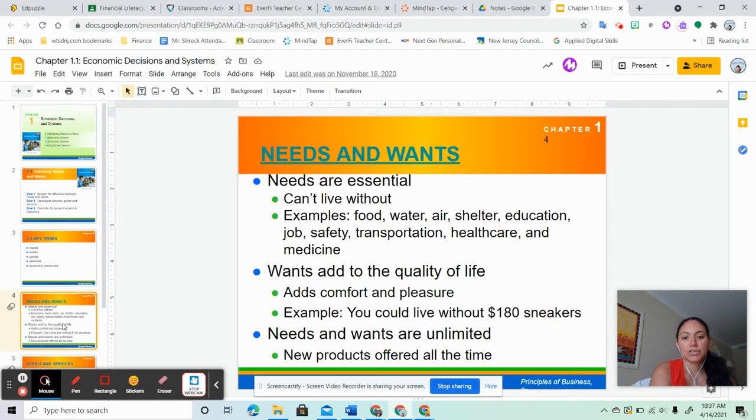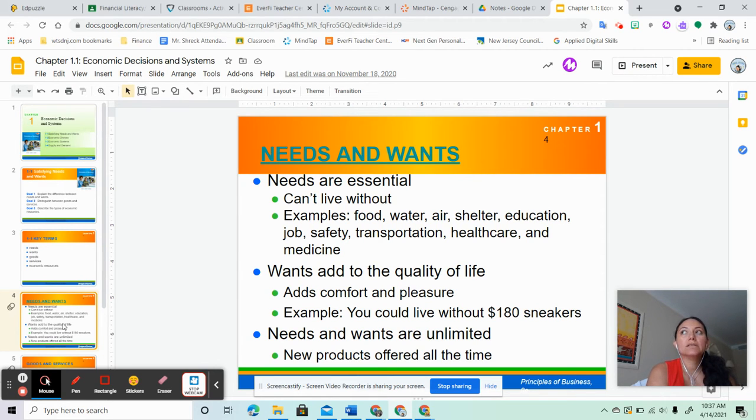Form of transportation, cell phone service. These are just a few differences that may be deemed essential for some people to be defined as a need. But in general, needs are those that we can't live without, and these are our basic forms of needs here that are listed.